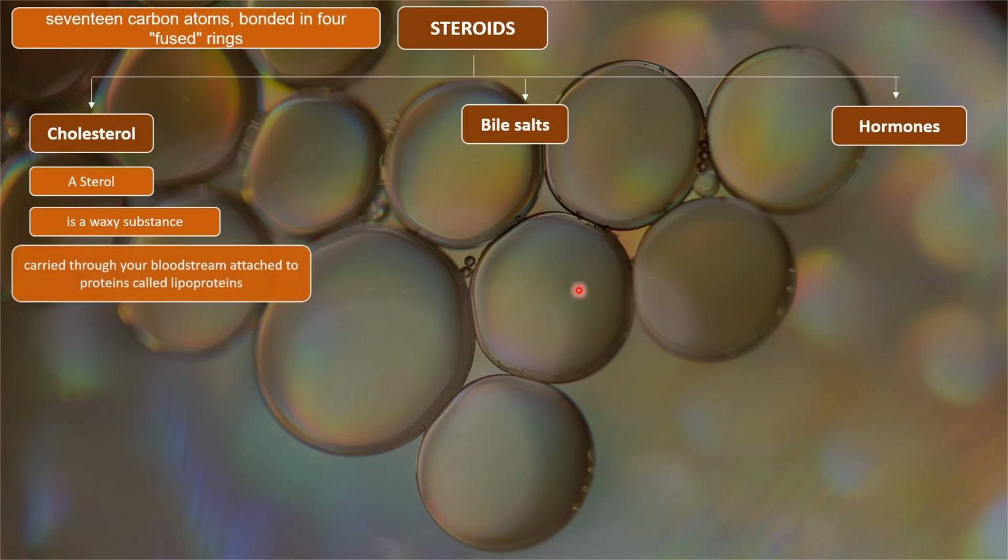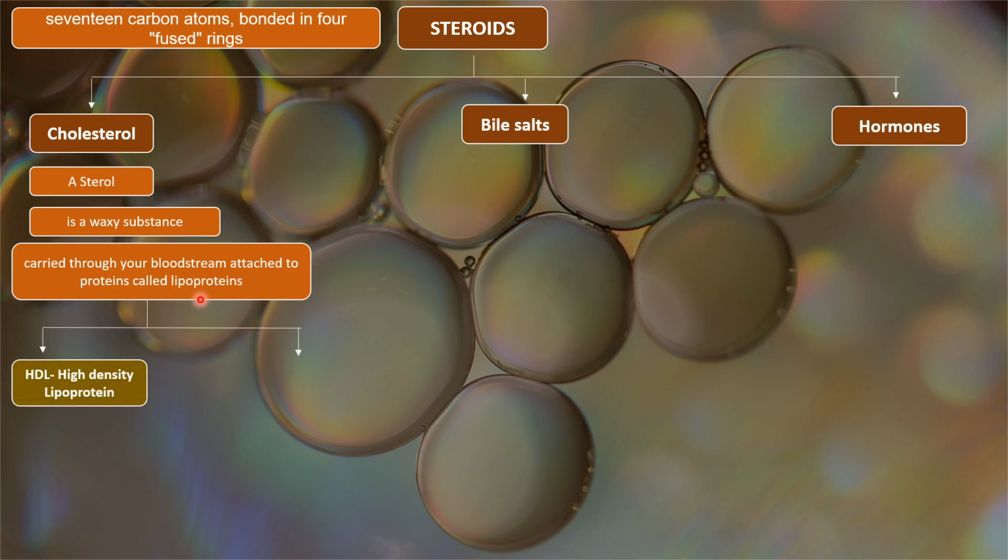And these are carried through our bloodstream attached to proteins called lipoproteins. So these cannot travel in the bloodstream alone. These take the help of proteins. These proteins are called lipoproteins. So what are lipoproteins? Lipoproteins are lipids combined with proteins, hence the name lipoproteins. So cholesterol has to attach with these lipoproteins to travel through the bloodstream.